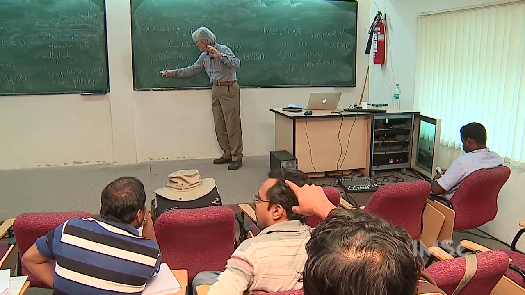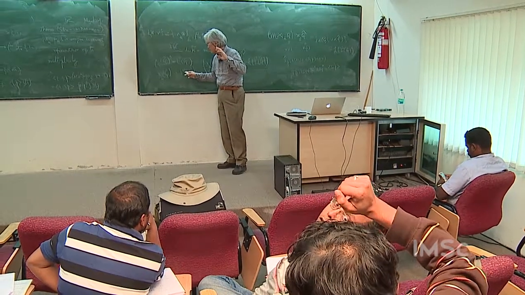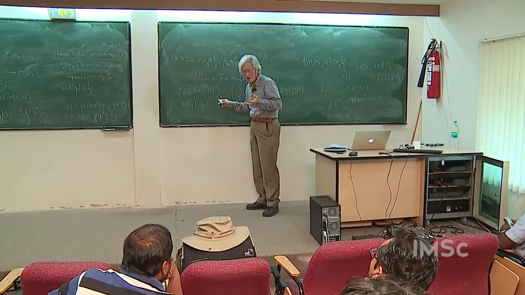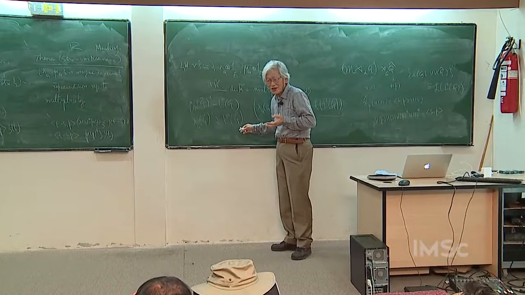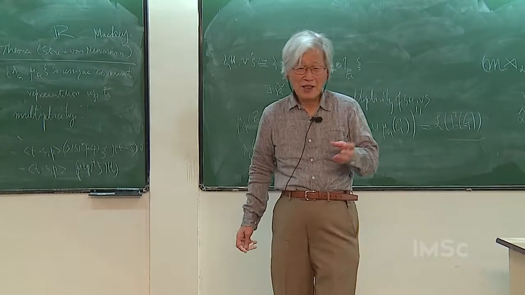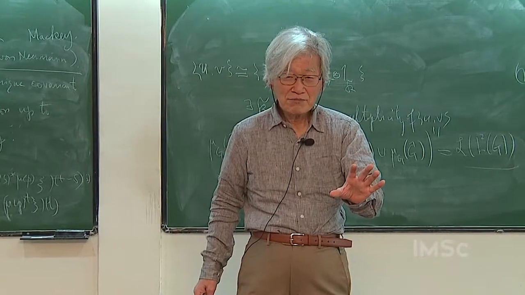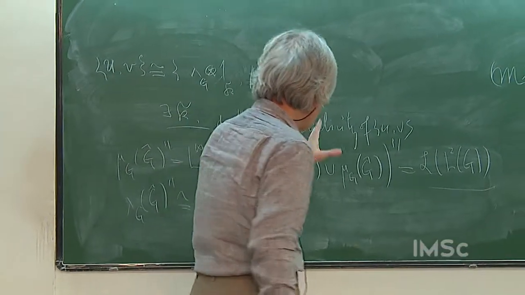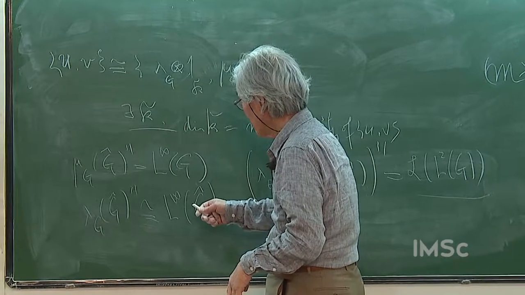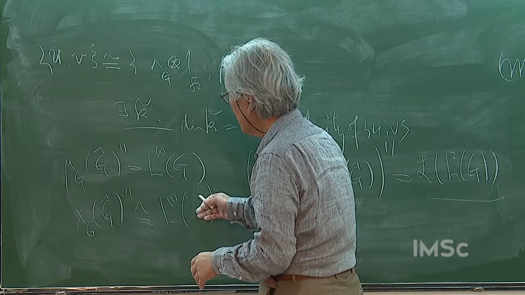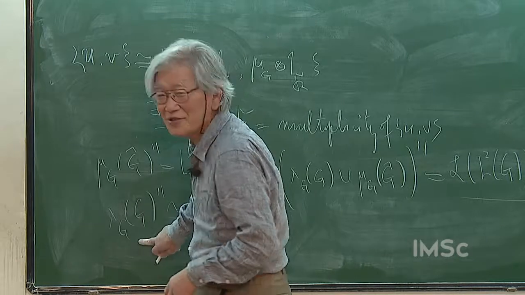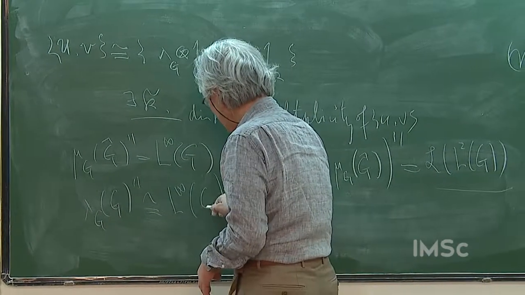The lambda G of G hat double prime is L infinity on G hat, isomorphic, but the representation on L2G is convoluted a bit because it's a momentum. This one, lambda can't apply to the G hat. This has to be L infinity.